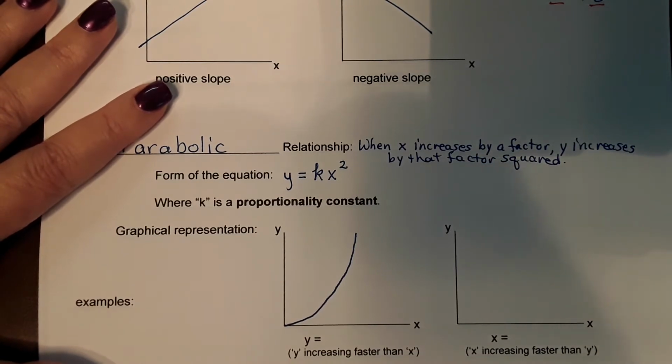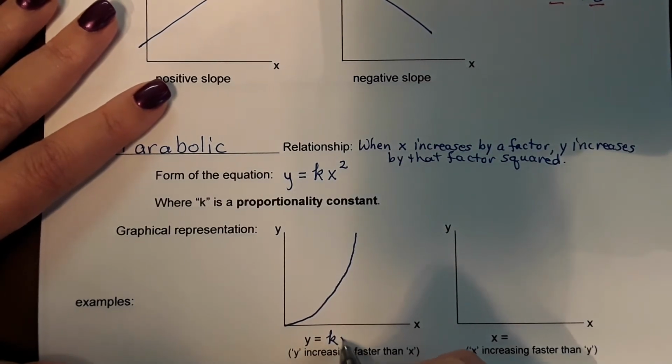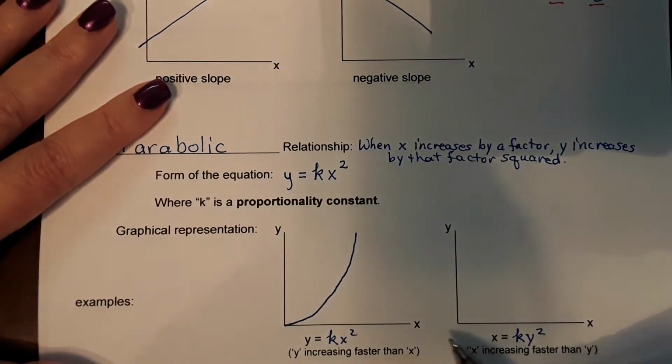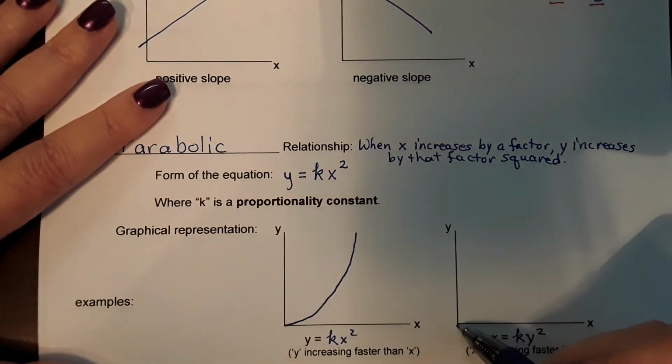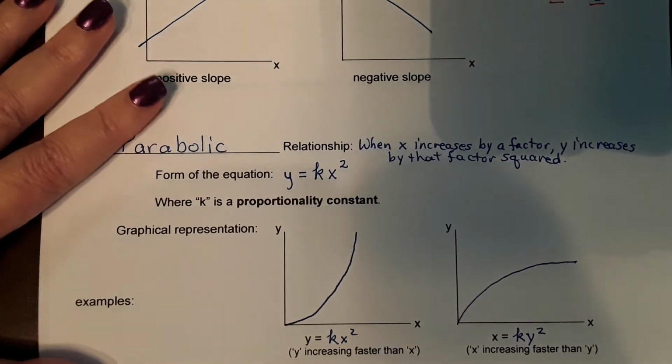What if you have a graph where x is increasing faster than y? In other words, you have maybe a square root factor. All right? Here, y is equal to kx squared, but what if you had x equals ky squared, and y is still on the y-axis? Well, you're going to get a sideways parabola then, okay? Either way, it's parabolic. Notice the form. Both variables, x and y, are in the numerator, but one of them is always going to be squared.